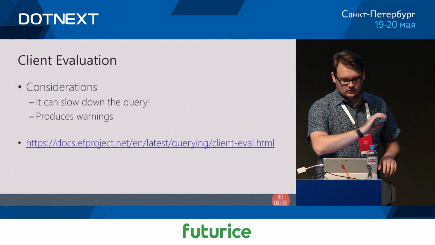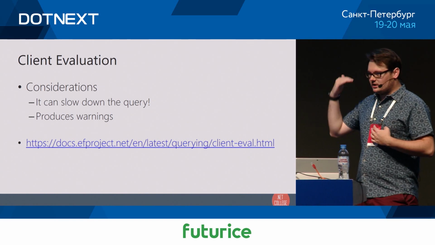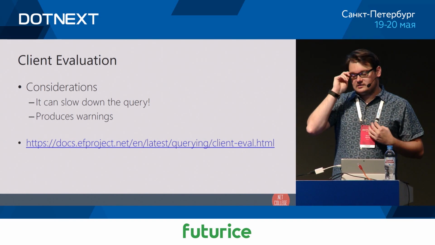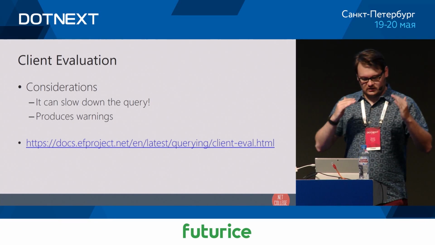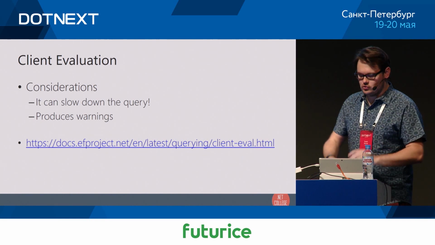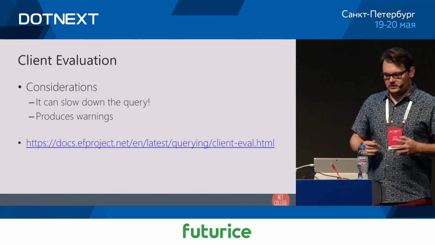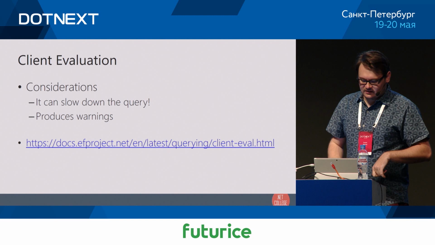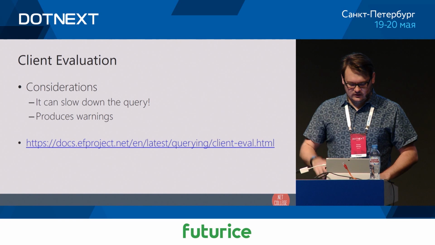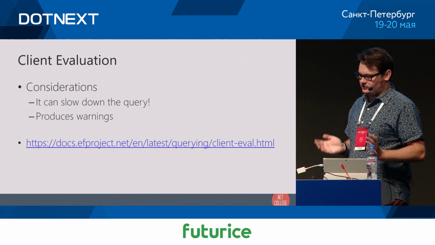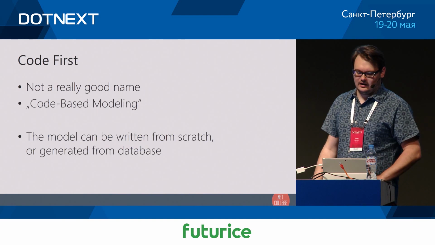inefficient. You can turn on logging, so if you look in the output window in Visual Studio, you will see warnings that client evaluation happened. Sometimes you can use client evaluation by mistake, so make sure that you check these warnings, and if you didn't want to use client evaluation and you get the warning, you have to look in the code what's wrong. So you can read more about client evaluation on this link. They have the documentation for all the features of Entity Framework Core, so you will find the details there.